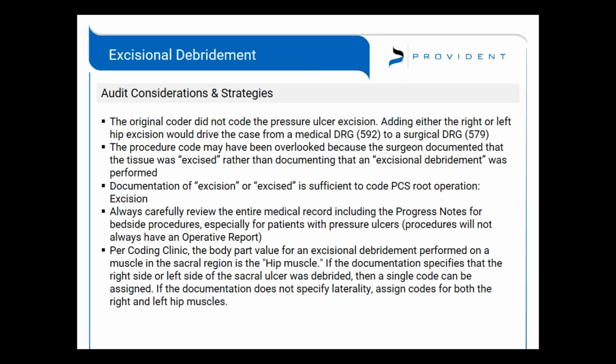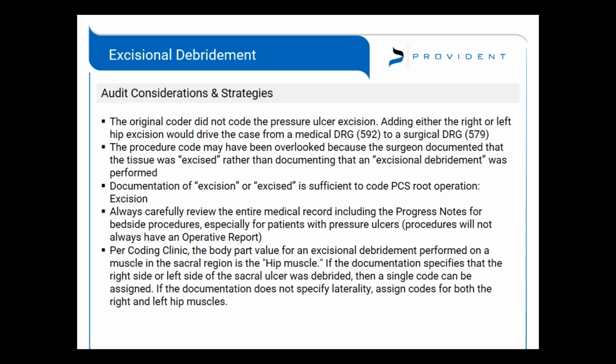The reason they may have overlooked it is that the surgeon only documented that the tissue was excised. They didn't say excisional debridement specifically, but documentation of an excision of tissue is sufficient to use the PCS root operation of excision. So it's important to always look through the entire medical record. Sometimes you're just looking for the op report, and if it's there, you probably won't miss it. However, if it's in the progress notes, it could be a very short note, but that short note can make a very big difference.